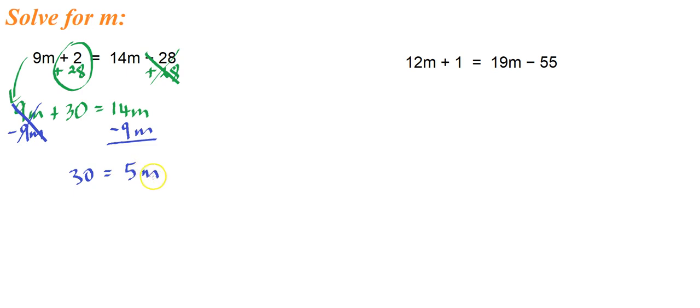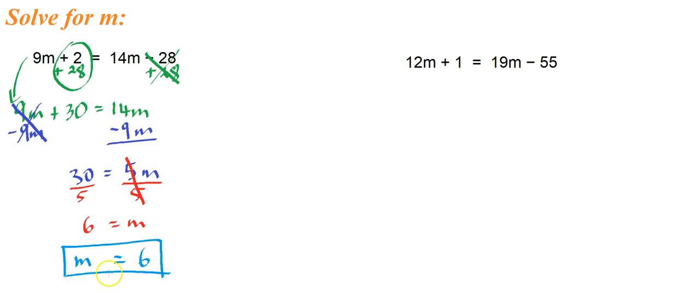This is 5 times m, so we want to cancel out multiplying by 5. We do that by dividing by 5. We do that to both sides. That cancels out, so now we're left with m on the right-hand side, and 30 divided by 5 is 6. Formatting, we really should have the variable on the left and its value on the right. So let's just rewrite that. And so now we know that m equals 6.